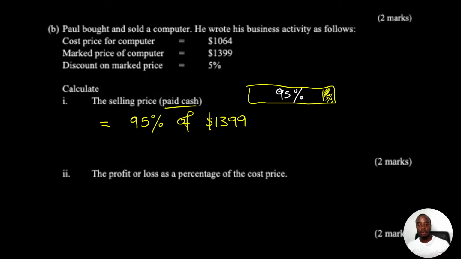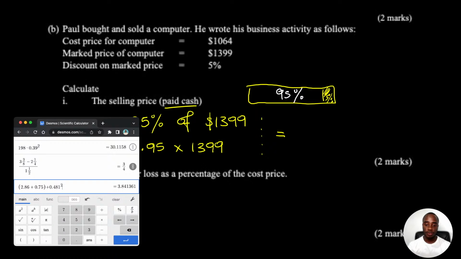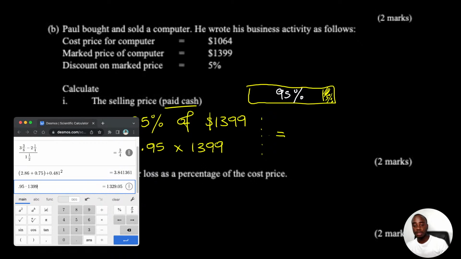$1,399. And we know we can change that into a decimal, so that's 0.95 times 1,399. I don't have any space, and that's going to be equal to, let's get our handy calculator. So that's 0.95, and you could put the percentage in your calculator too, either one works. So 0.95 times 1,399 is $1,329.05. Okay.